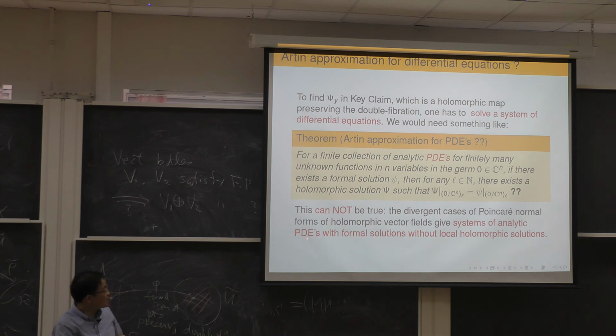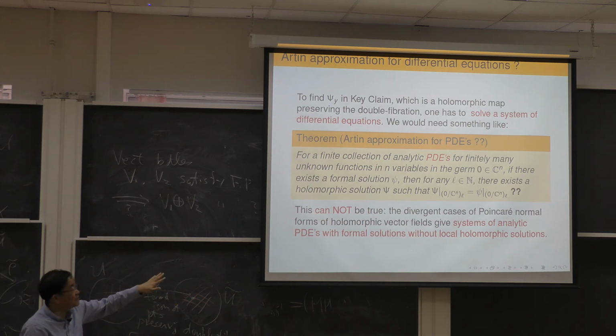a system of analytic PDEs. The conjugation of two vector fields we mentioned is exactly an analytic PDE, which has a formal solution but does not have a local holomorphic solution. So this result is not true, and you cannot apply this kind of result. That's the difference between Artin approximation and our setting: we need to solve a differential equation.